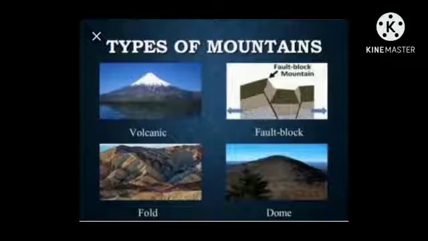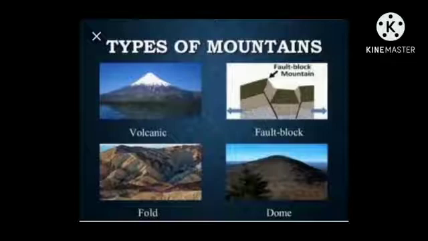The next type of mountain is block mountains. Block mountains are created when large areas are broken and displaced vertically. The uplifted blocks are termed as horsts and the lowered blocks are called graben. The Rhine Valley and the Vosges Mountains in Europe are examples of such mountain systems.